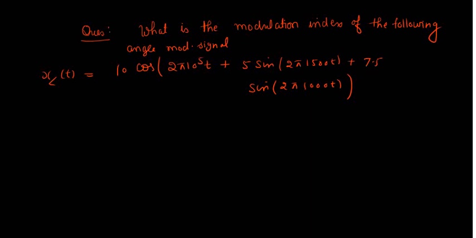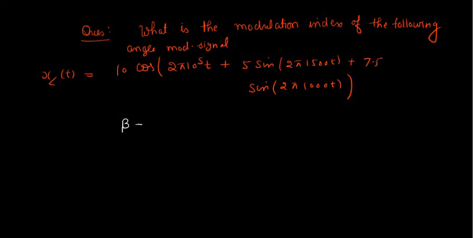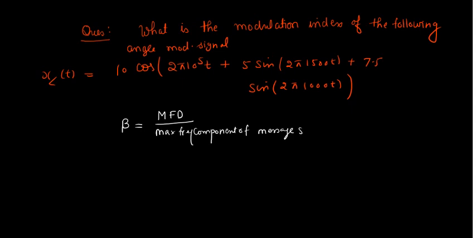If you remember, the definition of modulation index is maximum frequency deviation divided by the maximum frequency component of the message signal, and MFD means maximum frequency deviation of the angle modulated wave.